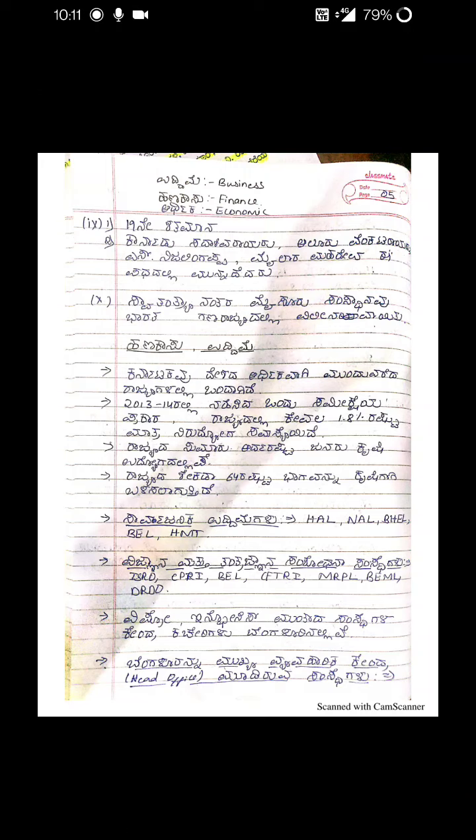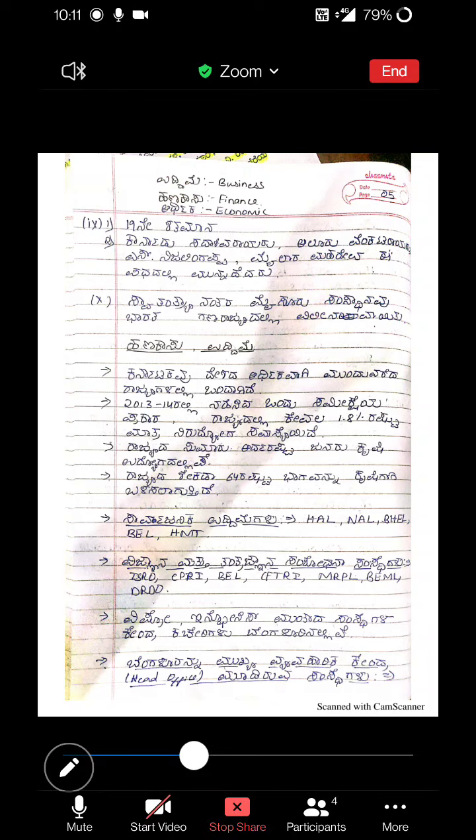Science and technology research institutions. So what are the science and technology research institutions established in Karnataka? ISRO, CPRI, BEL, CFTRI, MRPL, BEML, DRDO.